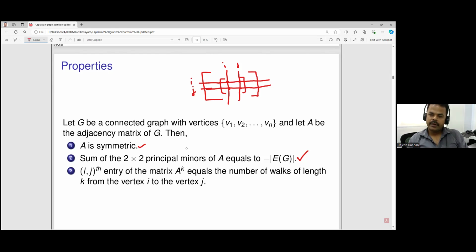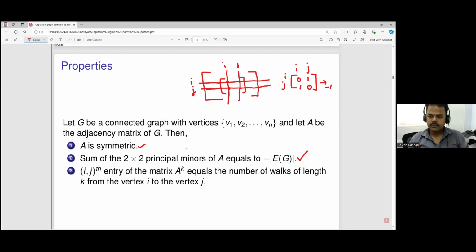What are the entries of this 2 by 2 matrix? The ith row and jth row, ith column and jth column. The ith entry and the jth entry are 0 because they come from the diagonal entries of the matrix A itself. Corresponding to the off diagonal entry, you will get either 1 or 0. There are only two possibilities. 0 will be put here when i is not adjacent to j. In that case, your determinant is equal to 0, the principal minor is equal to 0. And you keep a 1 here when there is an edge between the vertices i and j. So corresponding to every edge, if ij is an edge, I'm going to get a -1 here. That means whenever I have an edge, I'm getting a -1 in this sum of 2 by 2 principal minors.